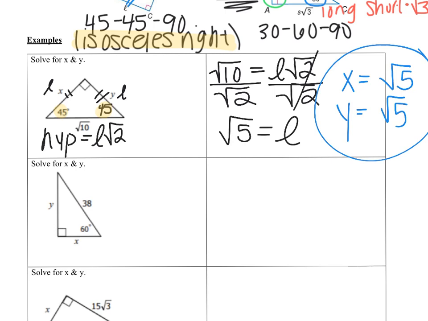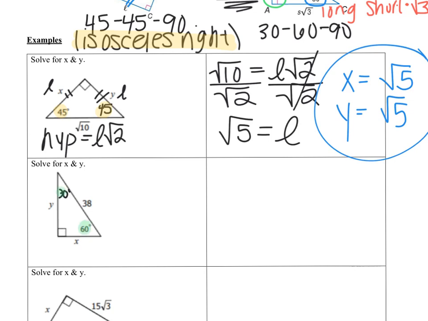Let's take a look at our next example. So in our next example, we have a 30, 60, 90. I know it's a 30, 60, 90 because I have my right angle, I have my 60 degrees, and then this one has to be 30. So we've got a 30, 60, 90 in this case.